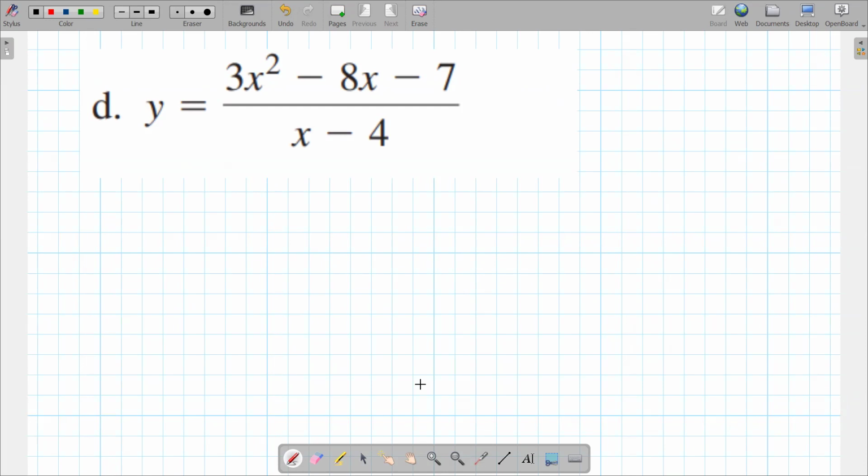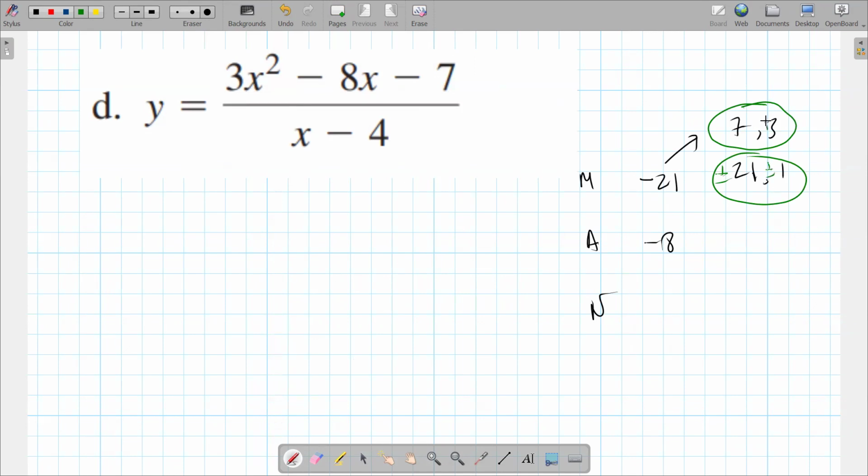It's because it multiplies to negative 21. Remember, when you're trying to factor, it always multiplies to a times c, the coefficient of your squared term times the y-intercept. So we're looking for numbers that multiply to negative 21 and add to negative 8. The only factors of 21 are 7 and 3, and 21 and 1. There is no way any combination of plus or minus these will ever add up to negative 8. So you cannot factor that numerator.